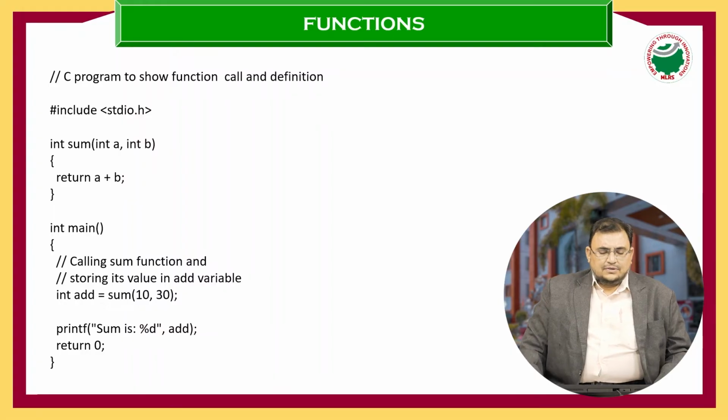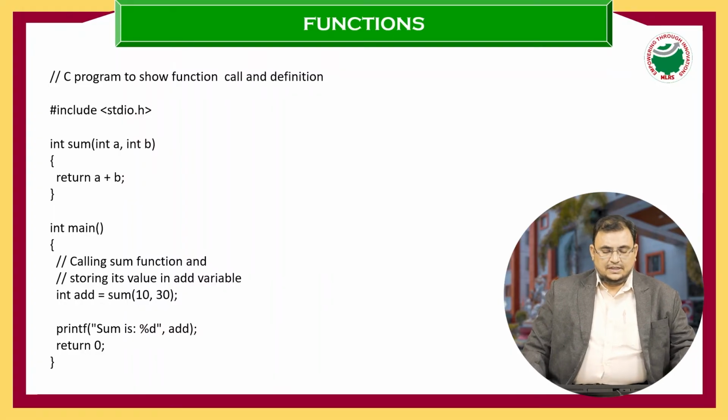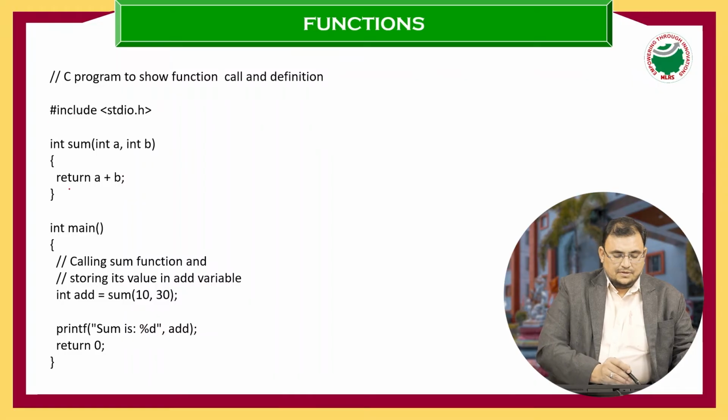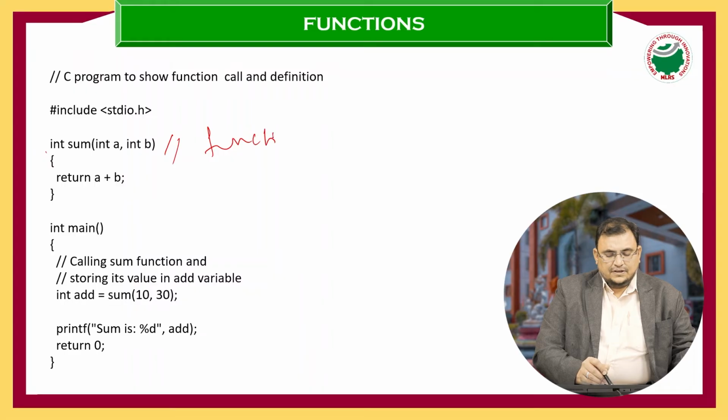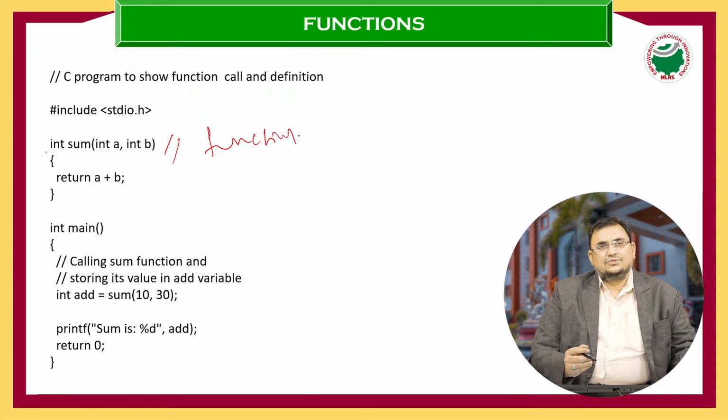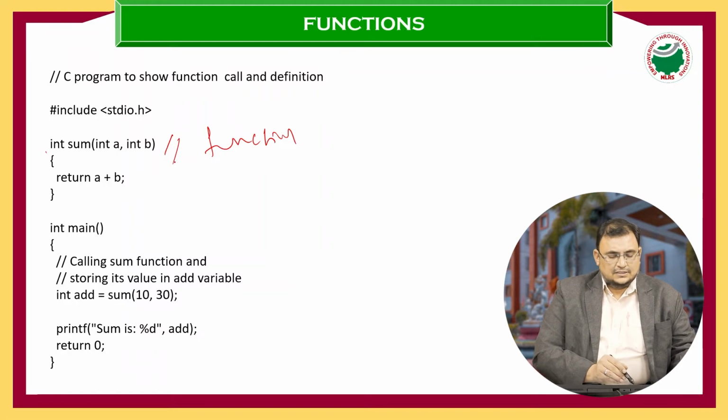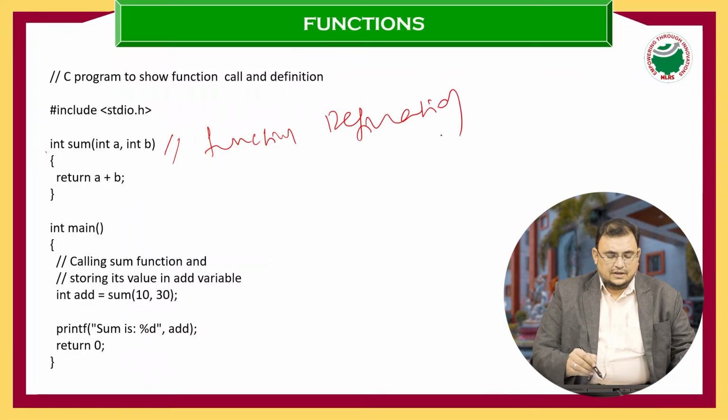Another program you can consider: a C program to show function call and definition. See this, in this program I am taking a function definition here. The function definition is defined globally, so there is no need to declare it. If you are defining the function somewhere else, not globally, then you can declare it first. Once you define the function, there is no need of a declaration. So here I am not declaring, I am directly writing the function definition. I am writing it before main, that's why it is called a global function.